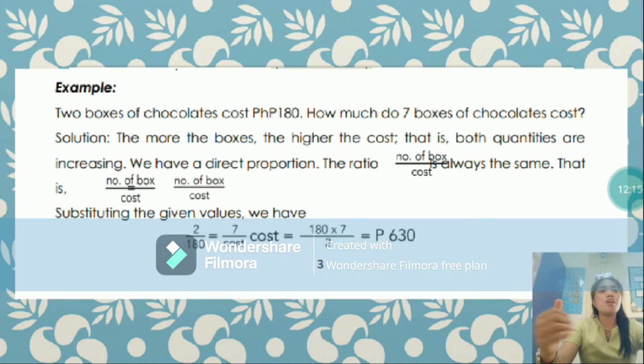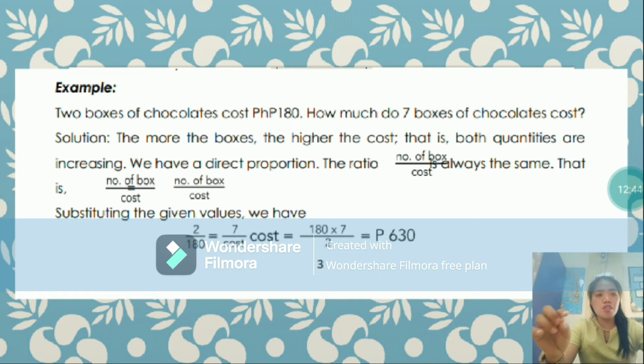The ratio of the number of boxes over the cost is always the same. That is, the number of boxes over the cost is equal to the number of boxes over the cost. Now, substituting the given values, okay? So, 2 boxes of chocolate, you have the number of boxes. So, you will write that in the numerator, 2. And then it will cost 180 Philippine pesos.